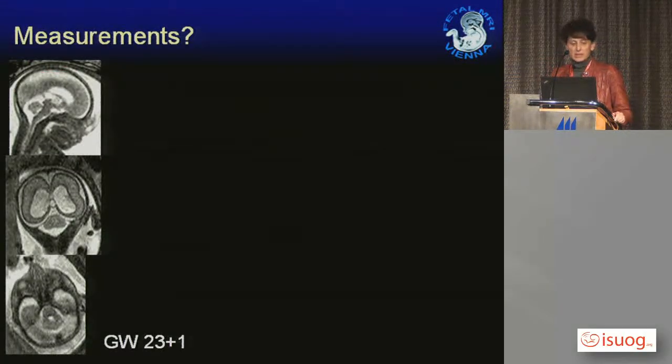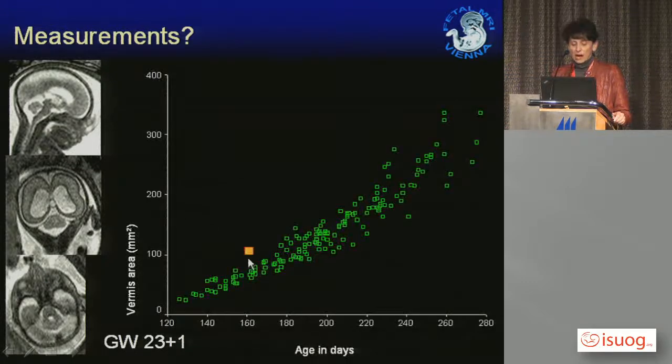Do we need measurements? Well, this is a fetus at gestation week 24. Question is, is this rhombencephalosynapsis? You look at the sagittal slice, you say yes. You look coronally, you say no. You look at the axial slice, you say yes. Okay, so what is it? You can measure. And the measurement, the area of the vermis, is above the normal value. So what you are measuring is probably not the vermis, but a hemisphere, and so this is rhombencephalosynapsis.